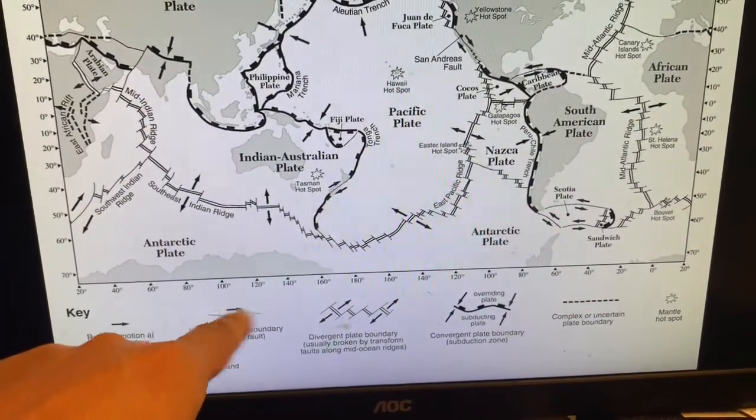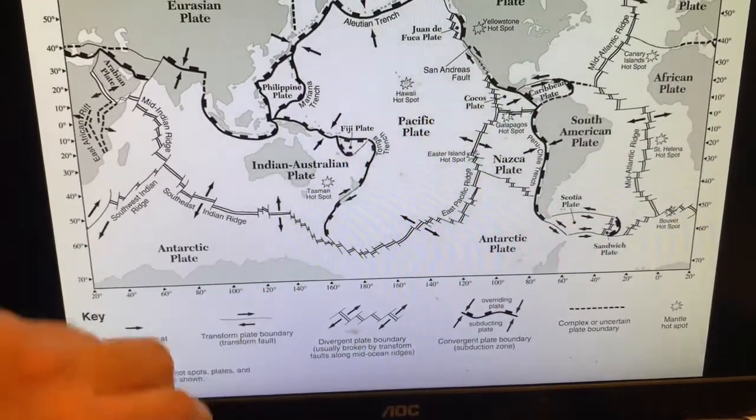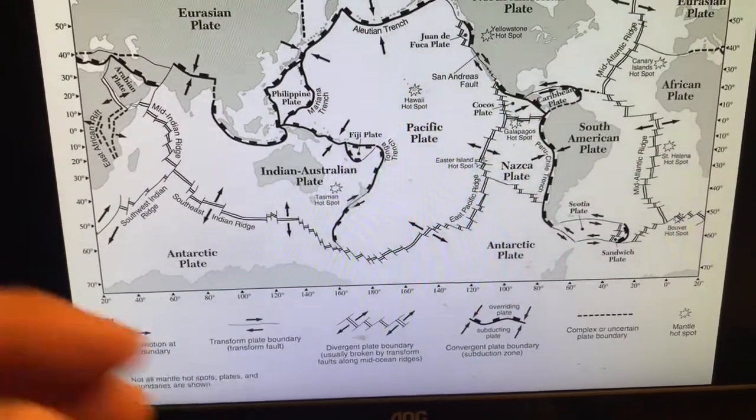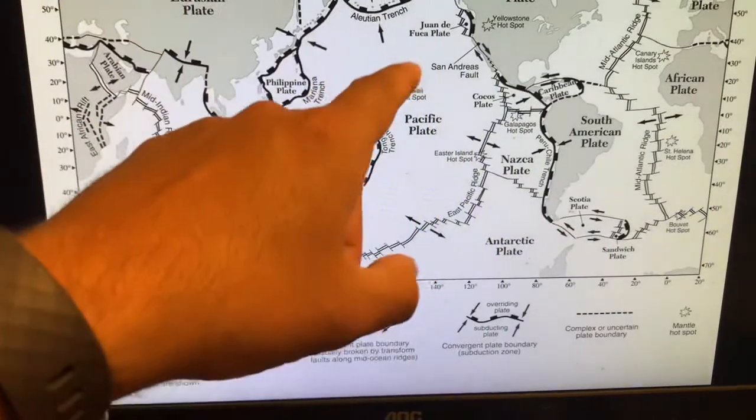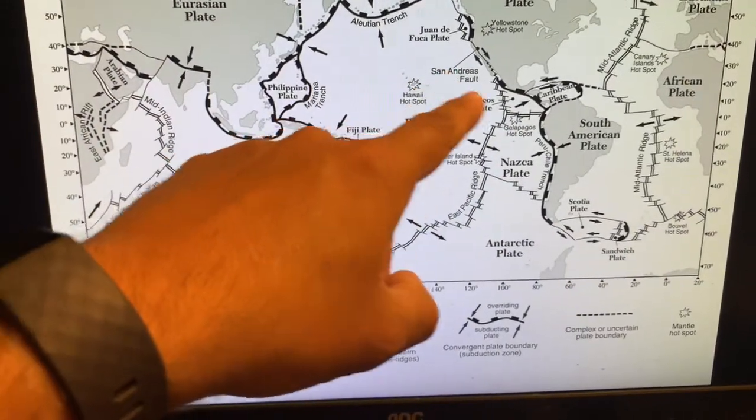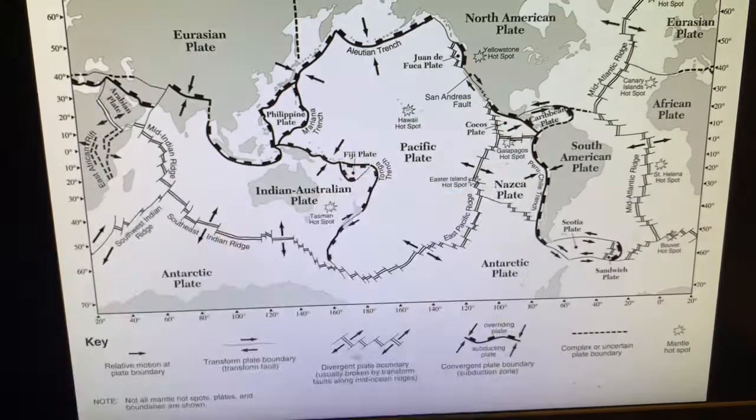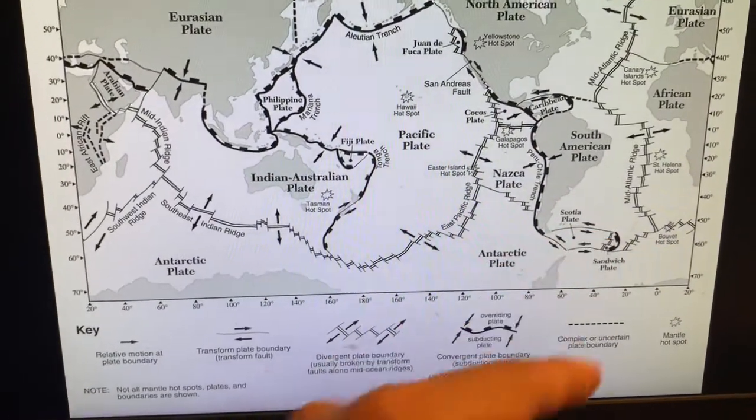So if you've got two arrows that are parallel to each other and they are moving in opposite directions, that is a transform boundary. So for example, the San Andreas Fault over here, that would be another one. Okay, down here at the Scotia Plate, that would be another one.